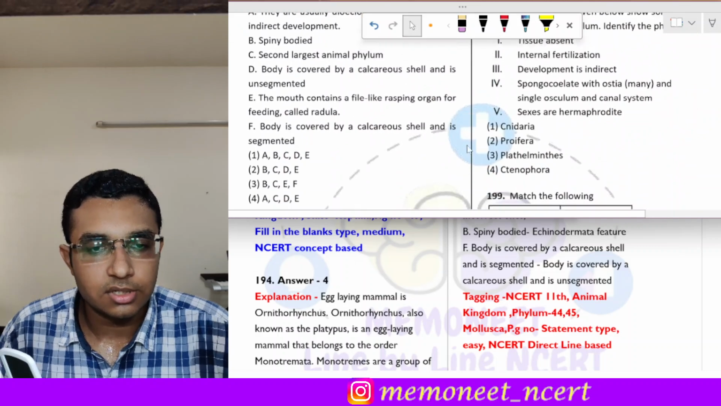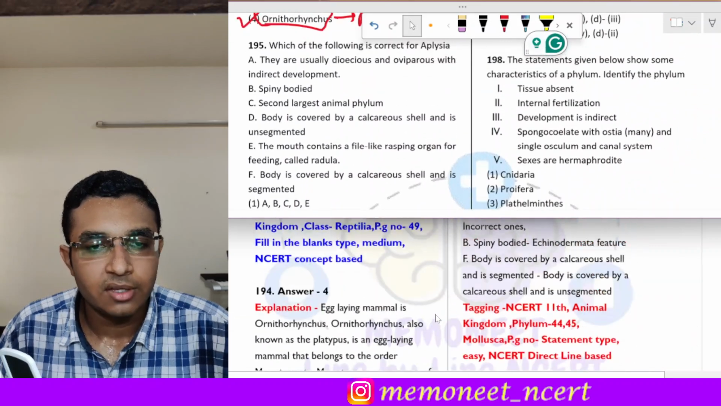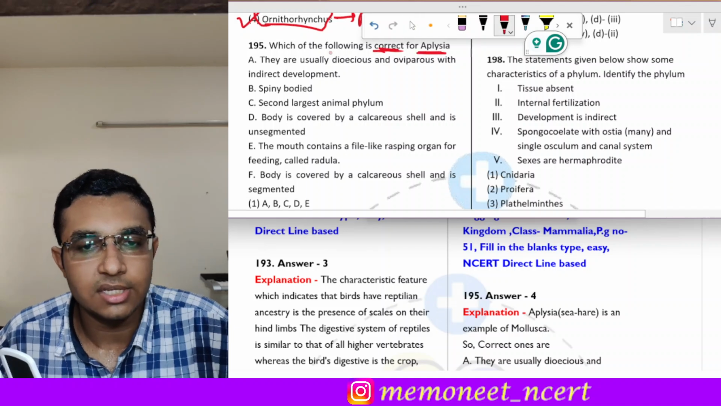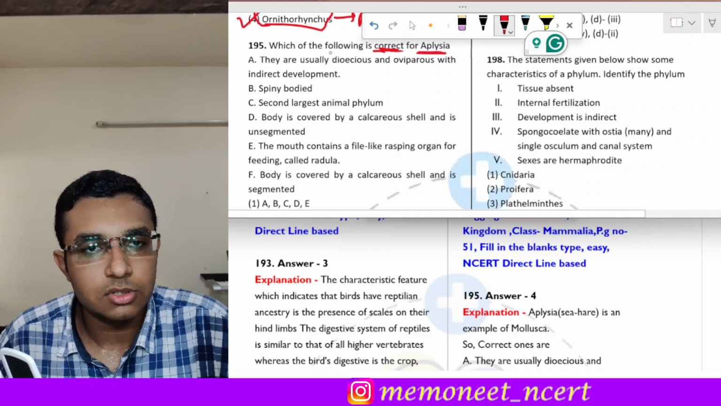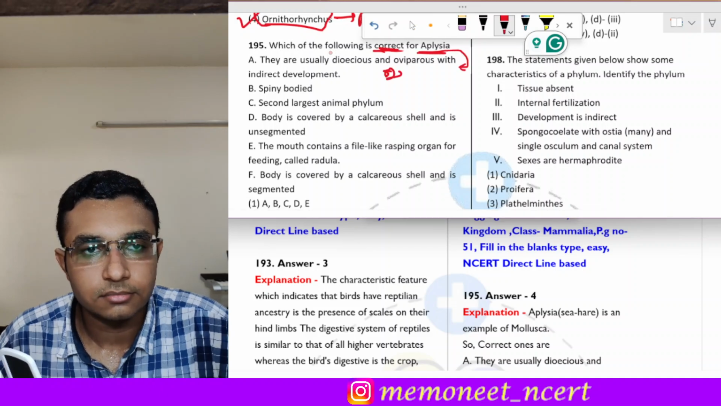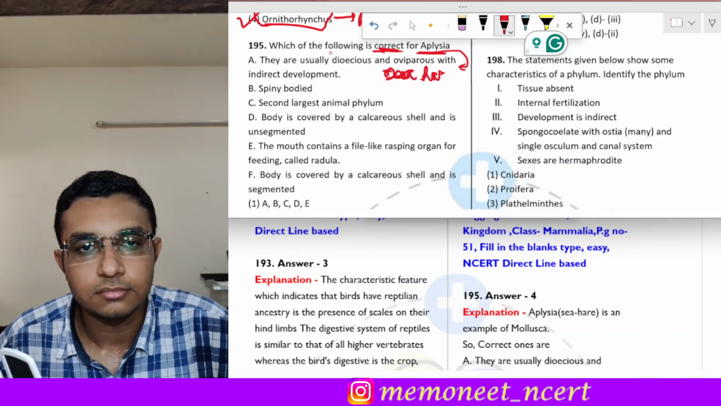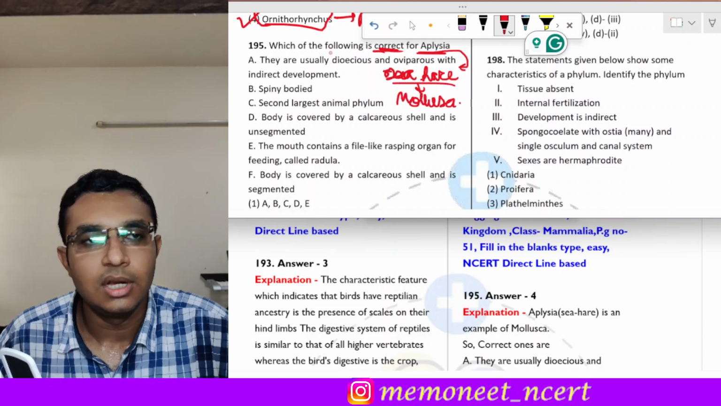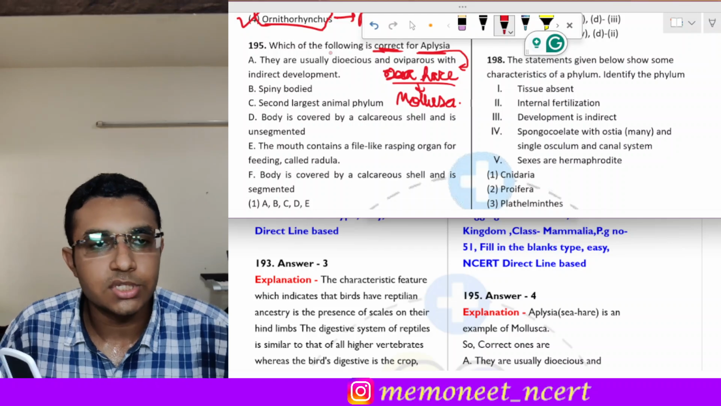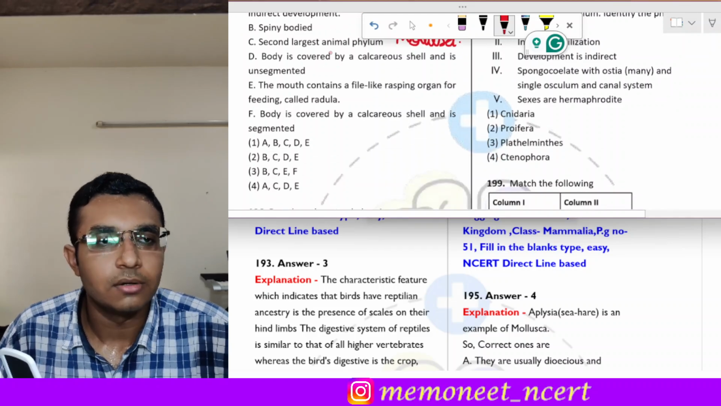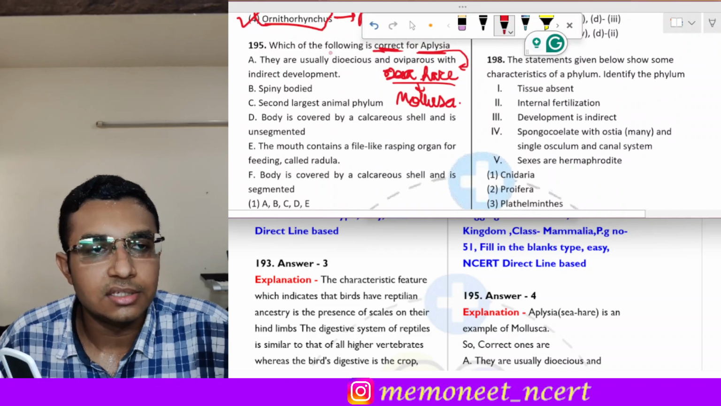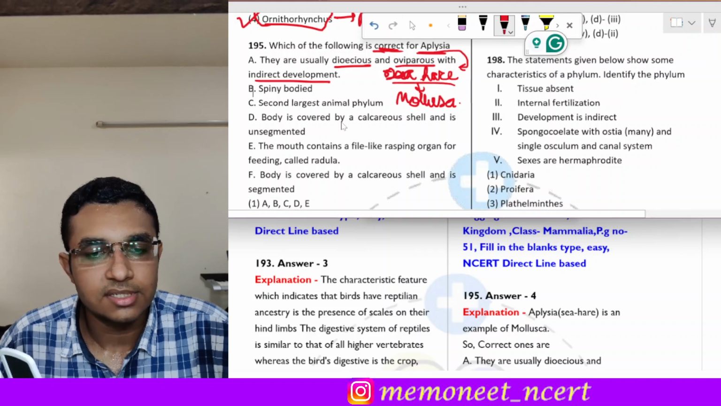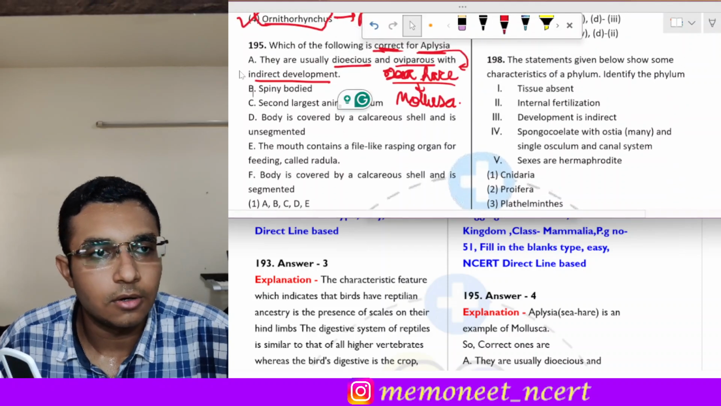Moving on to the next question, that is question number 195. The question states: which of the following is correct for Aplysia. Now Aplysia is also called the sea hare, and it belongs to Mollusca. Now we have to identify which are the features of Mollusca over here. Let us see them one by one. A is they are usually dioecious and oviparous with indirect development. So yes, option A is correct.